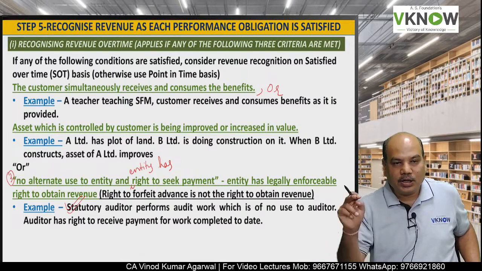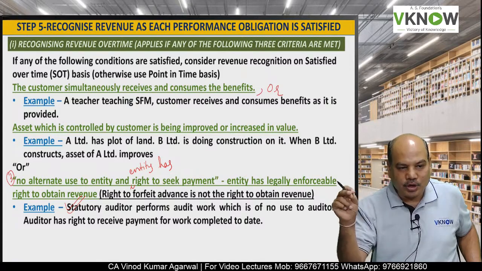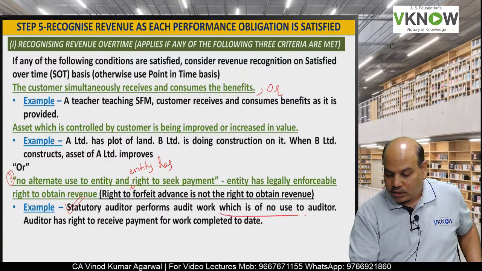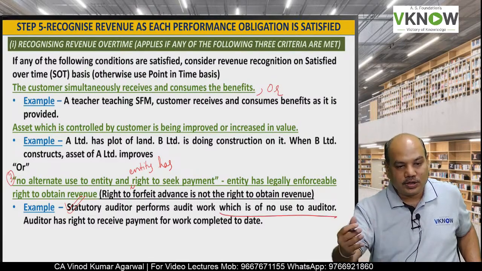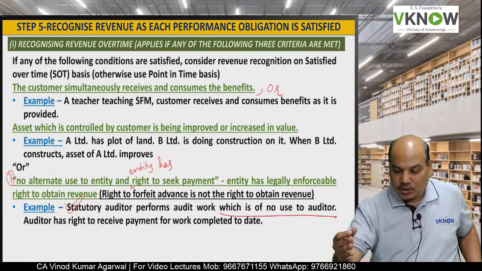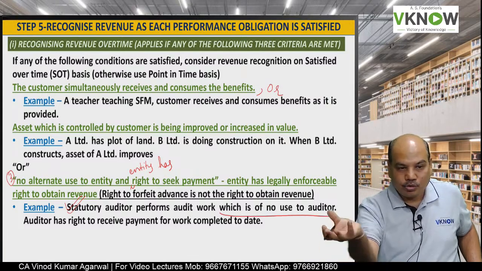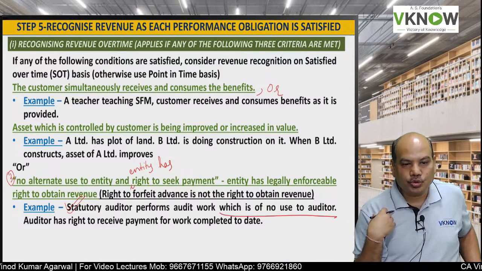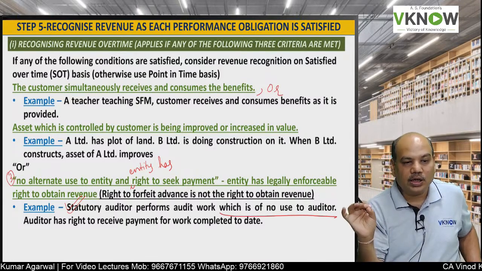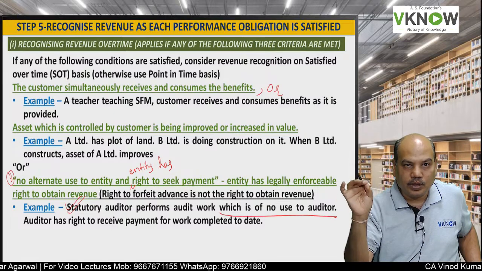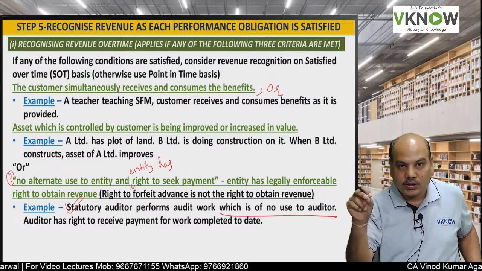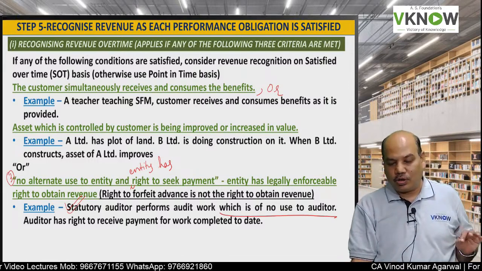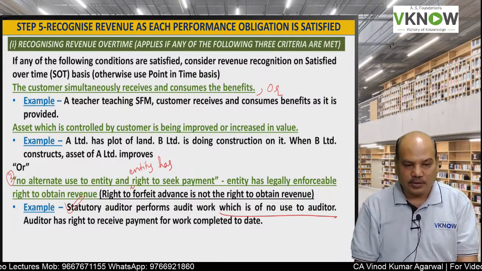For example, in your office, you do statutory audit. Let us say you have done statutory audit 60%, and for some reason the client says, no, you can't work further. Whatever you have done is of no use to you, but you are entitled for that 60% of the work done. If this is the case, then revenue will be recognized on satisfied over time basis.